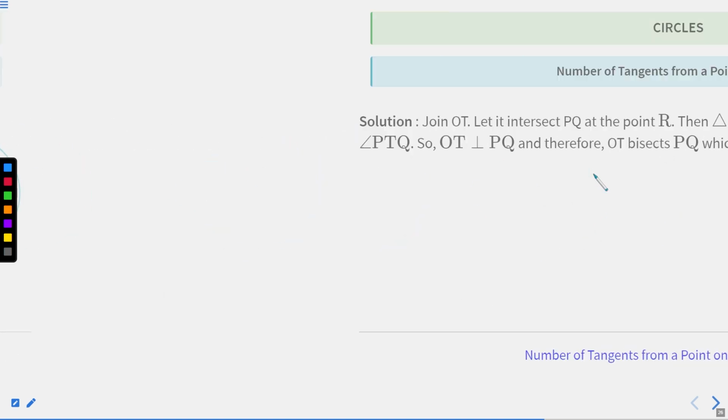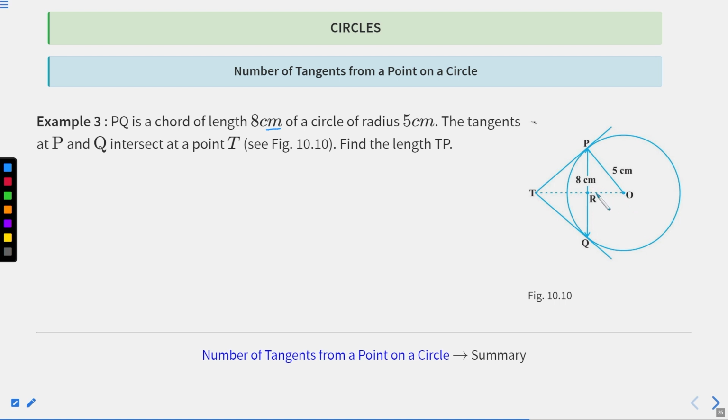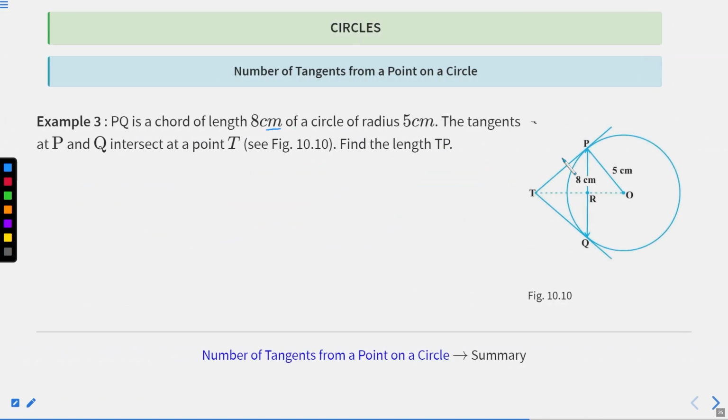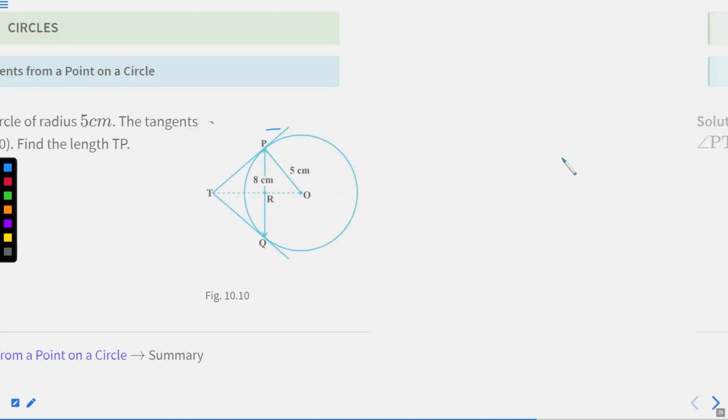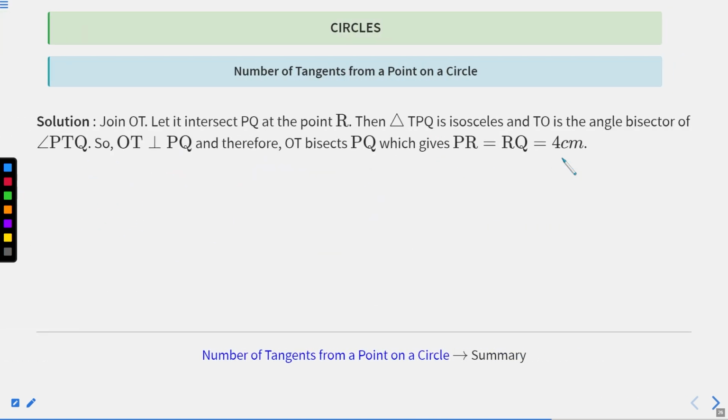So let us solve it. Join OT. So in this picture we join OT. If we join OT, let it intersect PQ at the point R, and then triangle TPQ is isosceles and TO is the angle bisector of angle PTQ. So OT is perpendicular to PQ, and therefore OT bisects PQ, which gives PR equal to RQ equal to 4 cm.